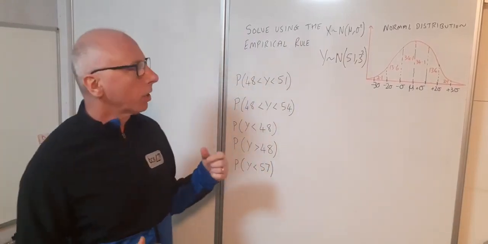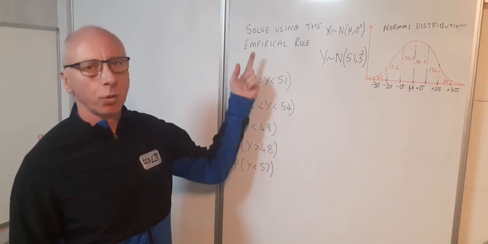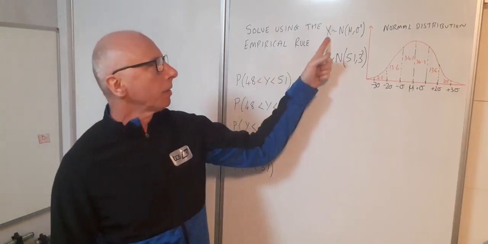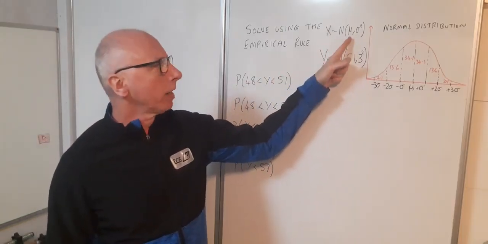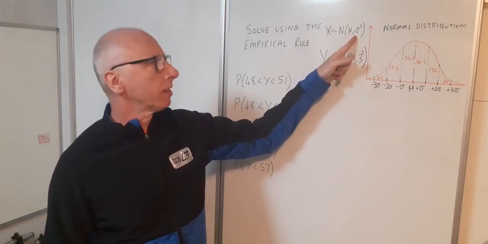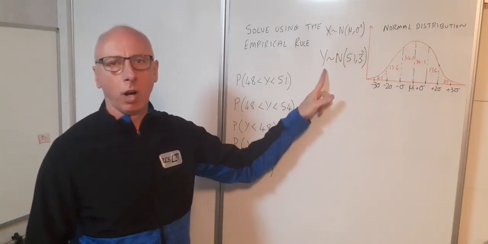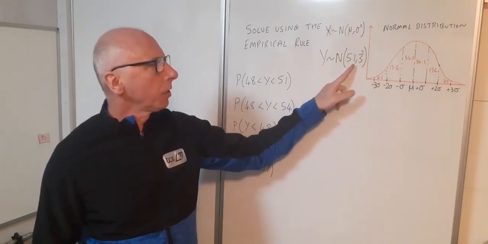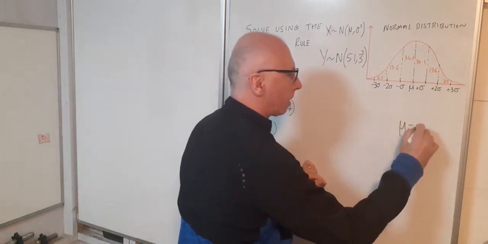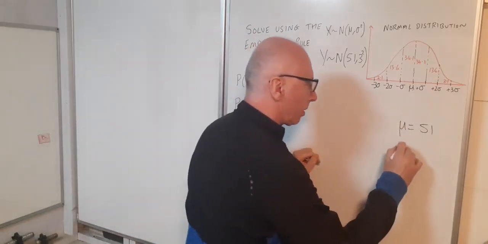So in this question here, we're going to look at the normal distribution and try to solve some ranges of probability by using what's called the empirical rule. Now, a normally distributed random variable is described by mu and sigma squared, where mu is the mean and sigma squared is the variance, the square of the standard deviation. In this particular set of questions, we've got a random variable Y distributed normally, N(51, 3 squared). What that means is that the mean is 51, the standard deviation is 3, and the variance is 9.